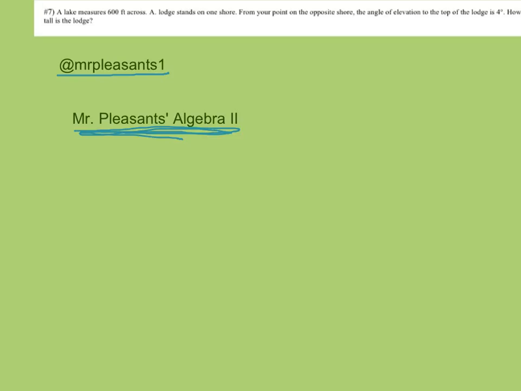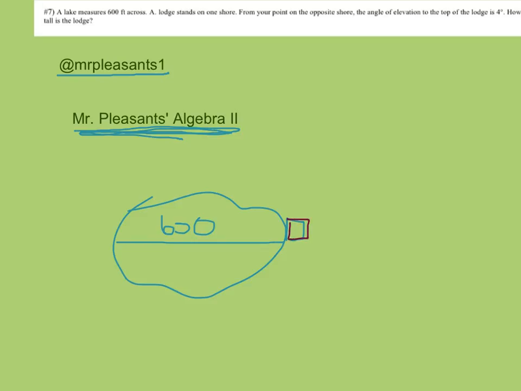Alright, so this problem says a lake measures 600 feet across. So we've got this lake, and it's 600 feet across. A lodge stands on one shore. So we'll put that lodge right here. It stands on one shore. From your point on the opposite shore, the angle of elevation to the top of the lodge is 4 degrees. So on the opposite shore, you're right here. Sorry, I'm a terrible drawer. The angle of elevation is 4 degrees. How tall is the lodge?